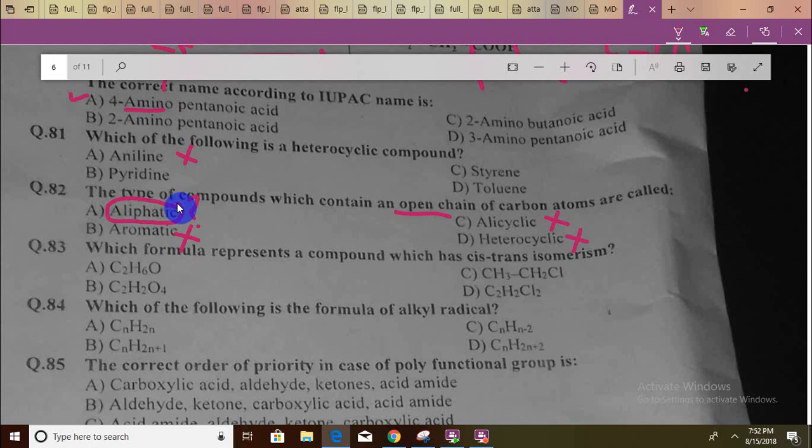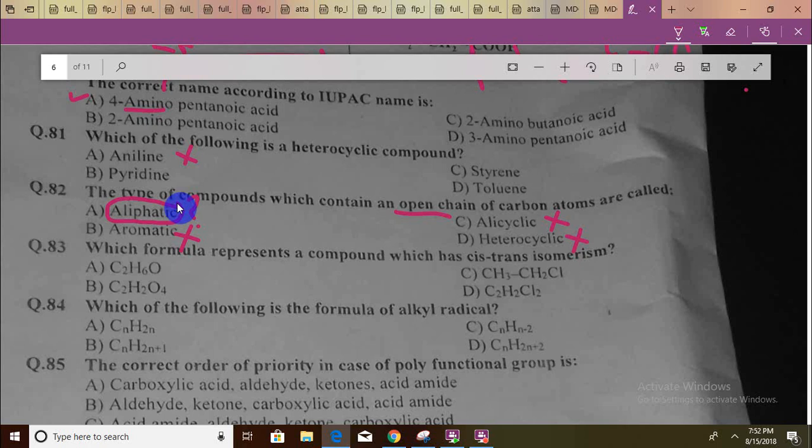If you talk about heterocyclic compounds, the compounds in which the ring consists of atoms of more than one kind, they're called heterocyclic, right? So we have pyridine, and you have to realize that all of the heterocyclic compounds are given.